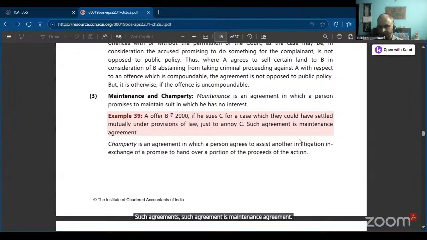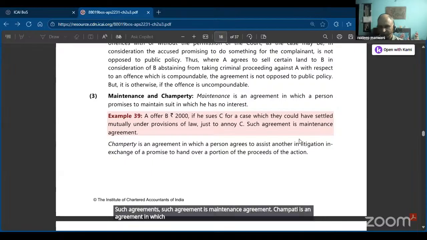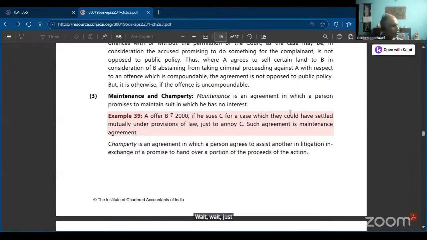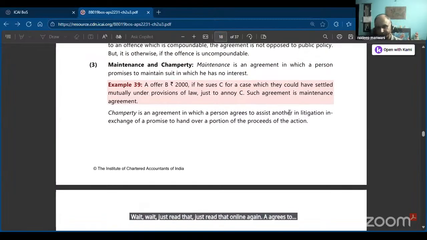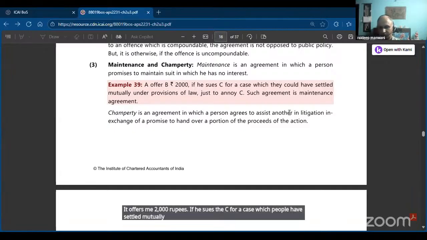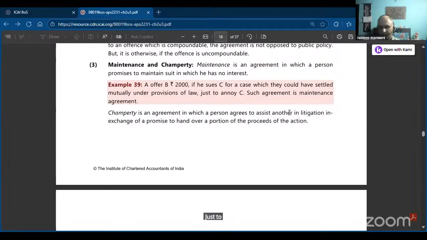Champerty is an agreement in which a person agrees to assist another. Read that line again. A offers B 2,000 rupees if he sues C for a case which could have been settled mutually under provisions of law, just to annoy C. Such an agreement is a maintenance agreement. Go ahead, champerty.